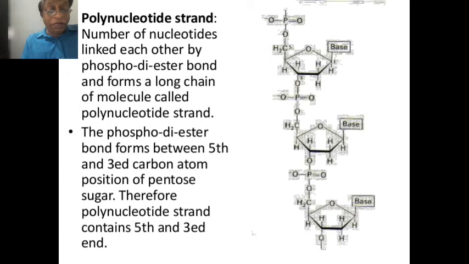Now we shall study the structure of polynucleotide chain. What is polynucleotide chain? That's very important. Definition. A polynucleotide chain is formed by the addition of at least 5 nucleotides. 5 nucleotides.